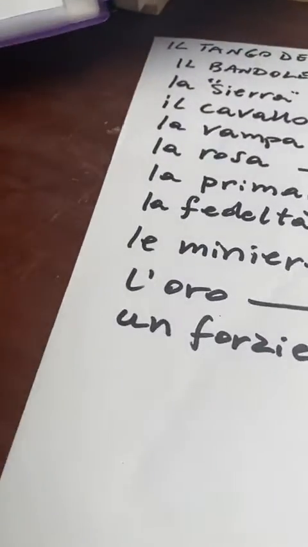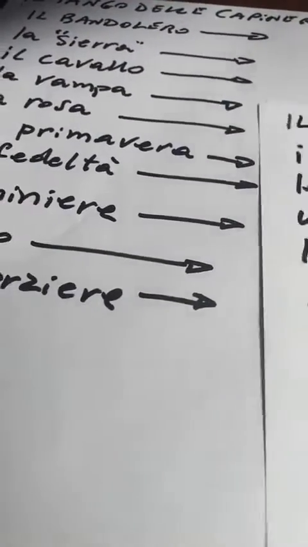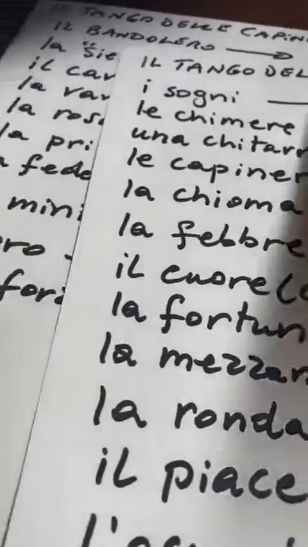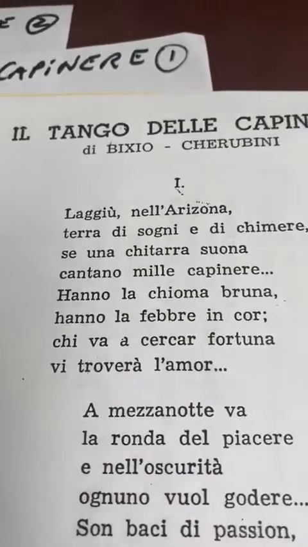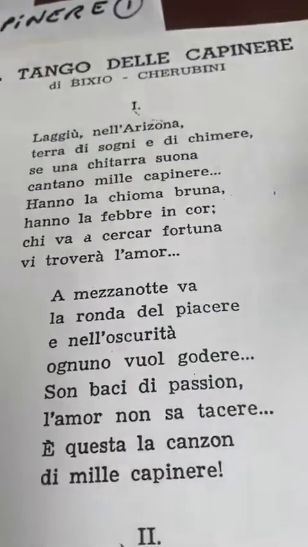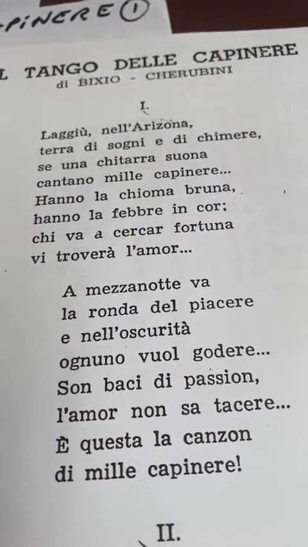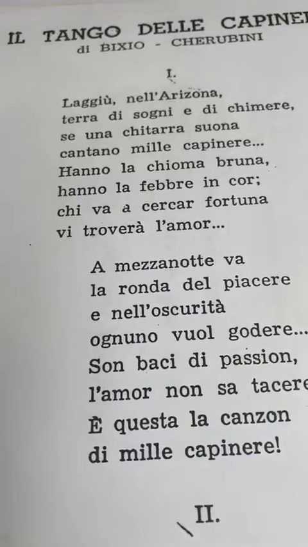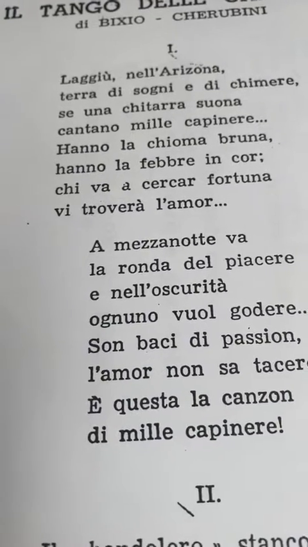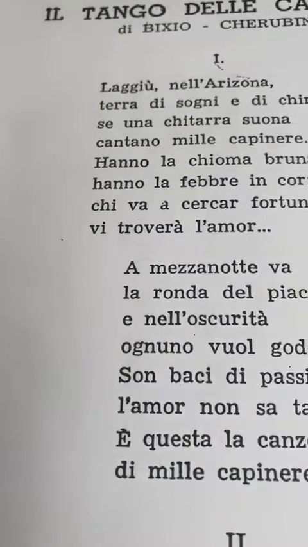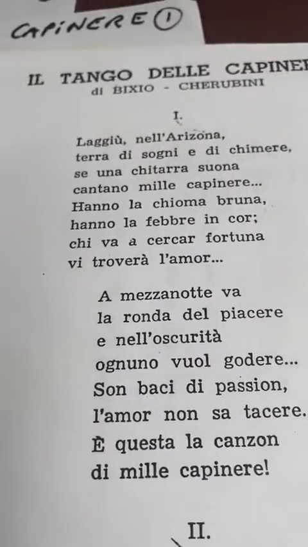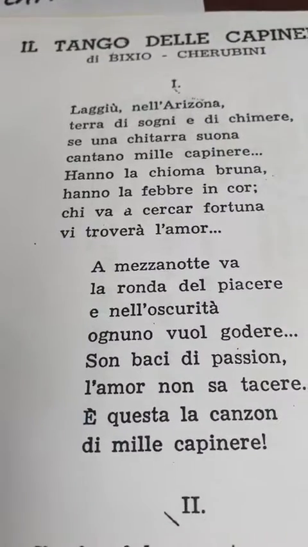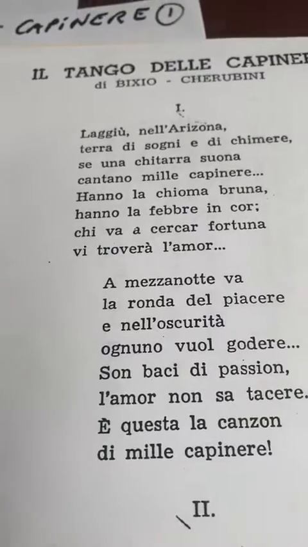These are the words. Now, when you actually go back here and read it, "Il tango delle capinere," so the tango of the capinere, but capinera in Italian is also a bird, a blackbird. So there's a sort of double meaning here. "Laggiù nell'Arizona, terra di sogni e di chimere."